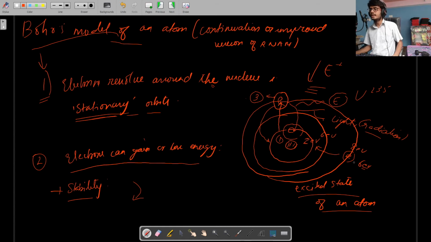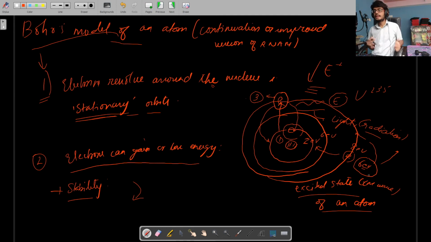Now this liberated energy sometimes is liberated as visible light, sometimes as radiation. So basically this is an electromagnetic wave. It can be anything. It can be radio waves, it can be X-rays, it can be visible light, it can be gamma rays, right? So this is the excited state and the non-excited state.